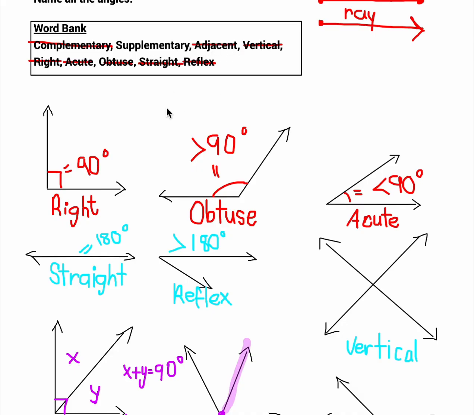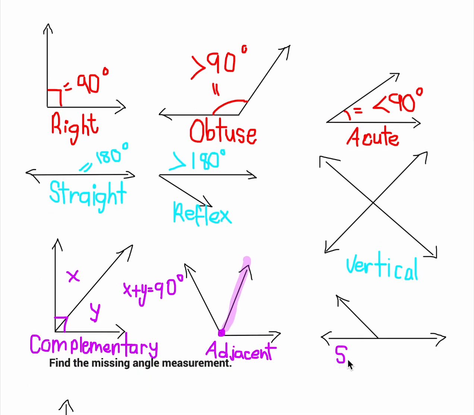So moving on to our last angle, this is going to be called a supplementary angle, and it is also adjacent, but this has a line, and that equals 180 degrees, and there are two angles, and both of those angles add up to 180 degrees.